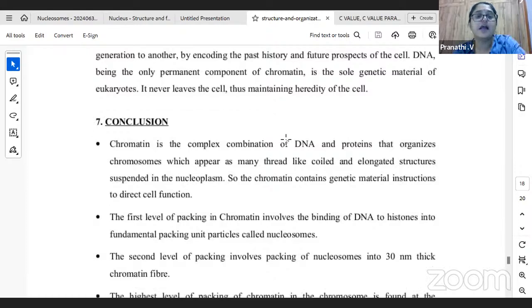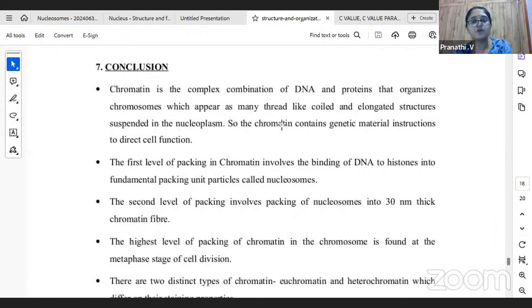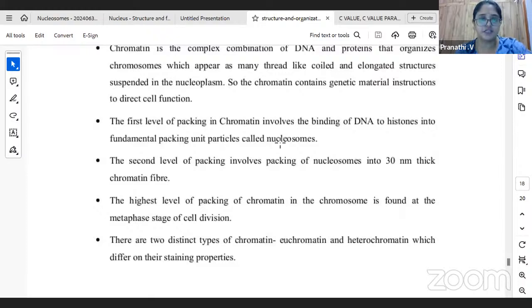transcription especially. The first level of packaging involves the binding of DNA to histones, so they form the nucleosomes. Once nucleosomes are packed, the second level of packing forms the 30 nanometer thick chromatin fiber. And the highest level of packaging of the chromatin is present in the chromosome, especially during the metaphase stage.